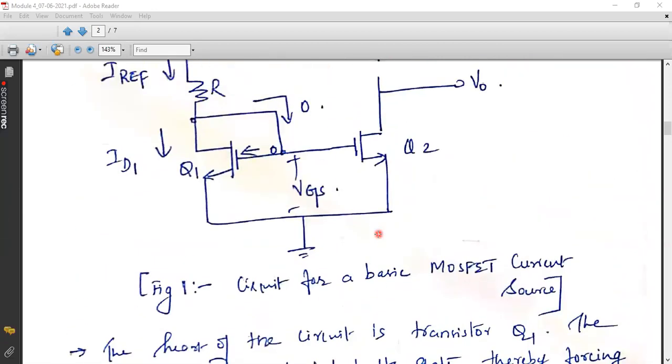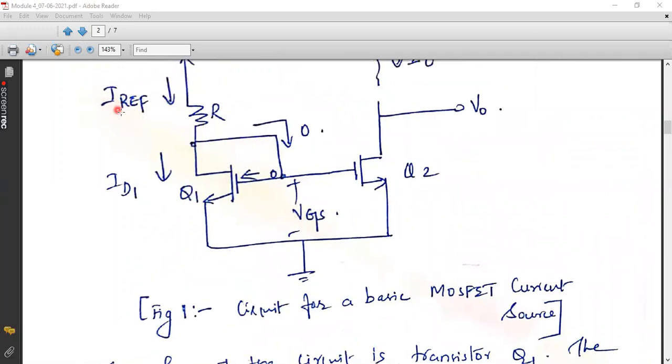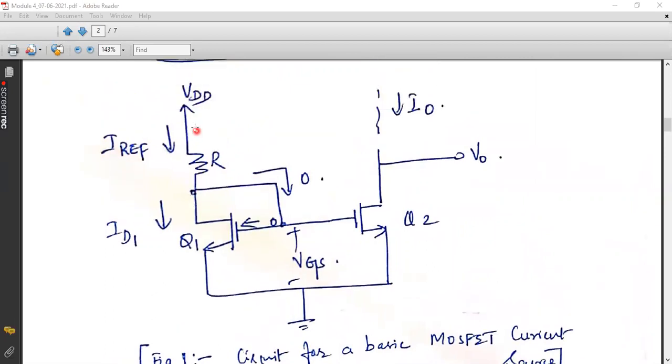So please remember, in order to make the transistor operate in the saturation region, you just need to short circuit its drain and gate, so that Q1 will be in saturation, and accordingly, you can maintain a constant reference current IREF in spite of any fluctuations in the voltage.